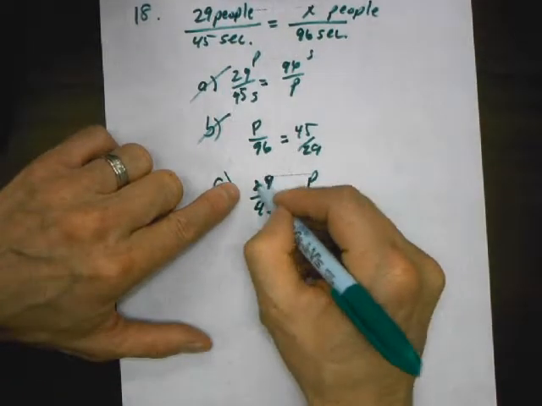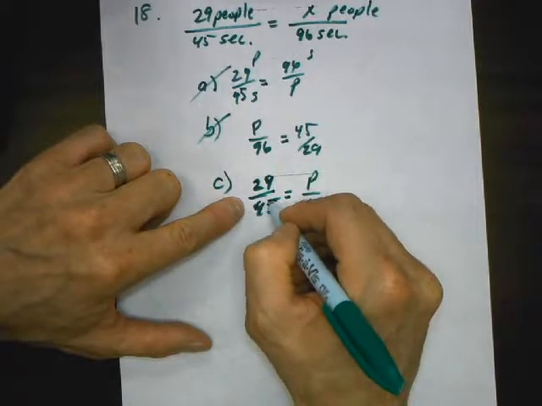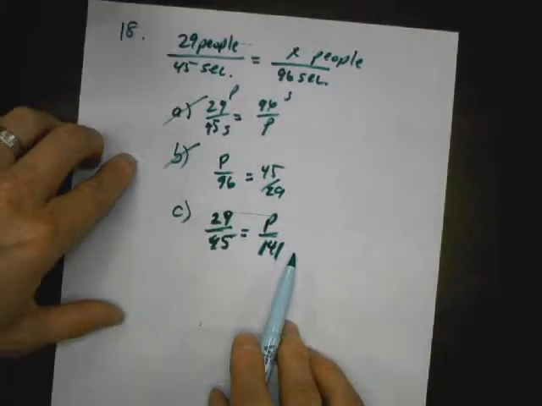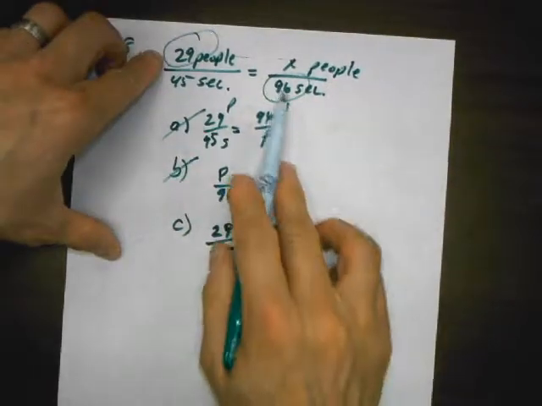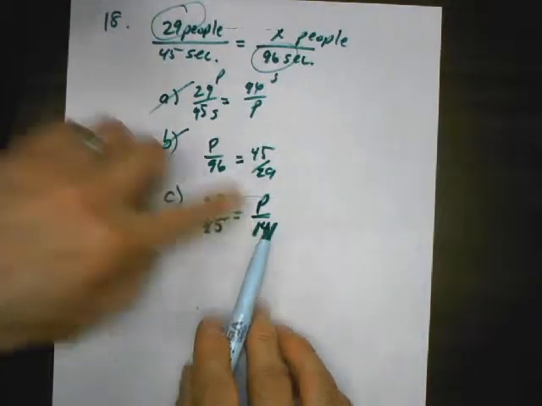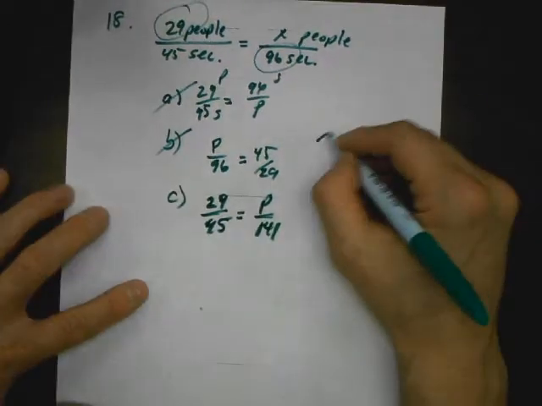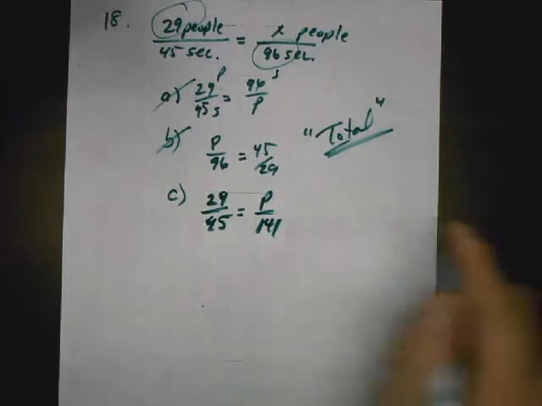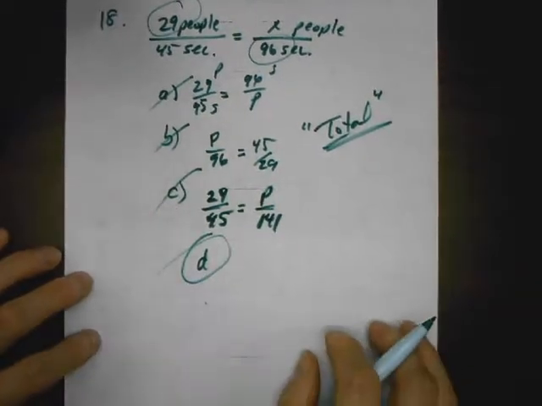Now, this is 29 people in 45 seconds. This is how many people in 141 seconds. Now, the thing is, they added these two. I added these two right here, which we have to do sometimes, but not this time, because the problem didn't use the word total. When you see the word total, you know you have to add something. So that's why C doesn't work, and the answer is D.